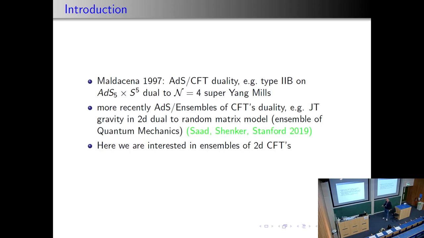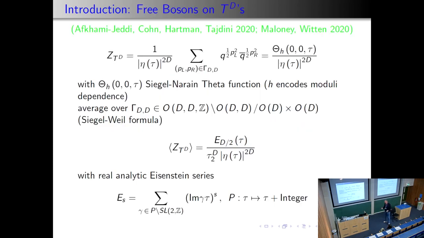Here we will be interested in ensembles of two-dimensional conformal field theories, and more on the ensemble side. So I will look at these ensembles and see how one can compute the average of the partition function. The first example of these two-dimensional field theories is just free bosons compactified on a d-dimensional torus. That's like string theory on a torus. This has been done by Afkhami-Jeddi, Cohn, Hartman, Tajdini, and independently also by Maloney and Witten.